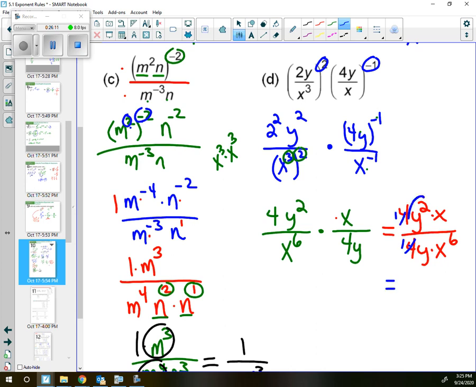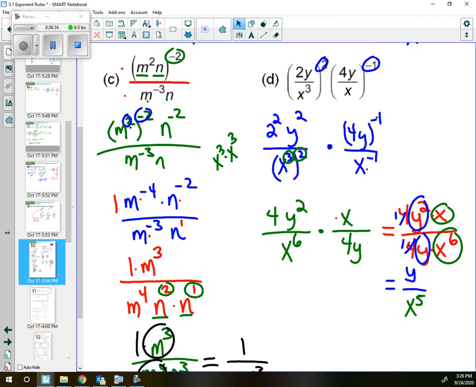Look at the y's. Where do you have more y's? On the top. By how many? 1. In other words, 2 minus 1. So we have a y to the first in the numerator. Let's take a look at the x's. Where do you have more x's? On the bottom. How many more on the bottom than the top? 5 of them, or x to the 5th. So we have simplified this all the way down to y over x to the 5th.